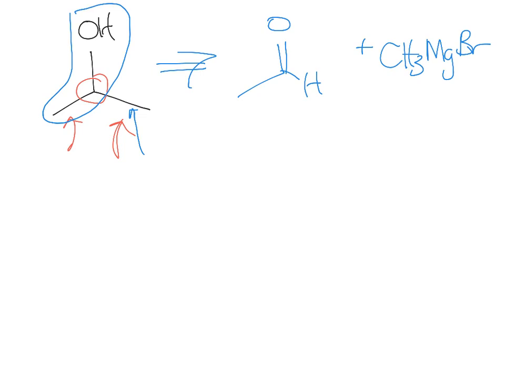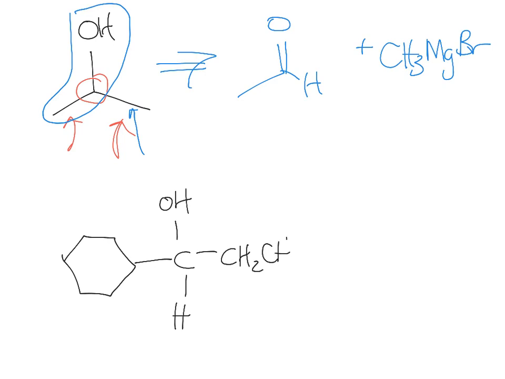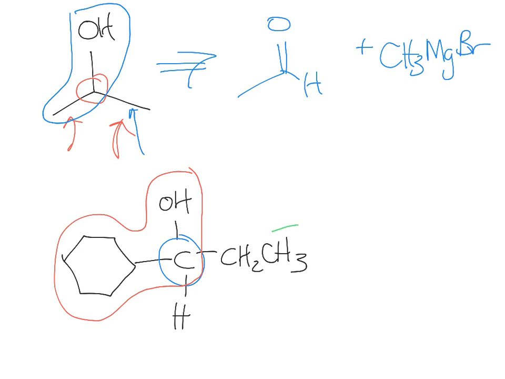Let's talk about one where there's two possibilities. So here we also have a secondary alcohol, but you can see the two sides are different. So here's our carbon, that was originally our carbonyl, and we can either have this side be the original carbonyl, or we can have this side be our original carbonyl. So the two possibilities look like this.